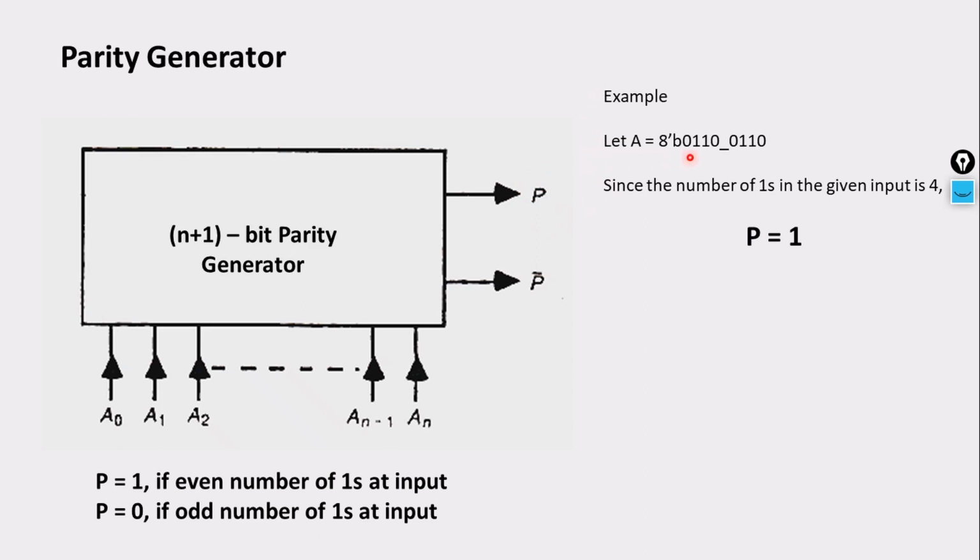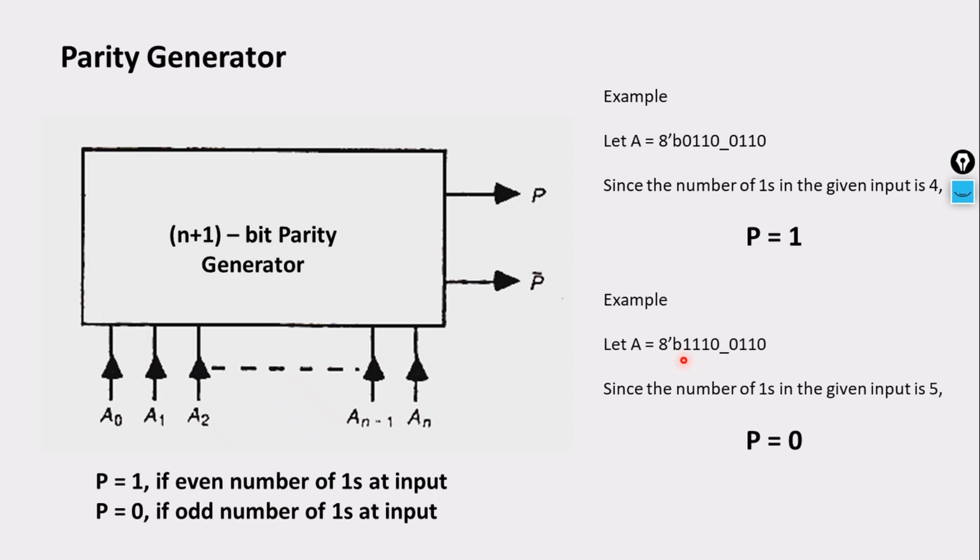As we said, it is going to count the number of ones: if it is even the output is 1, and if it is odd the output is 0. In this 8-bit number, the total number of ones is 4, which is an even number, so the parity generator output p will be 1. Similarly, for another 8-bit number, the number of ones at the input is 5, which is an odd number, so p will be 0.